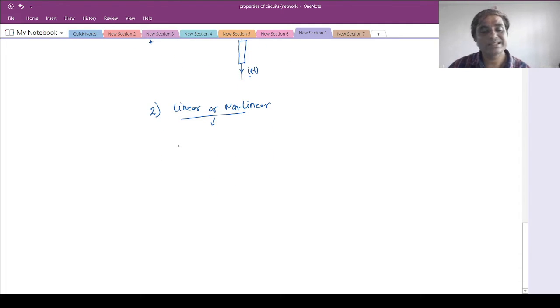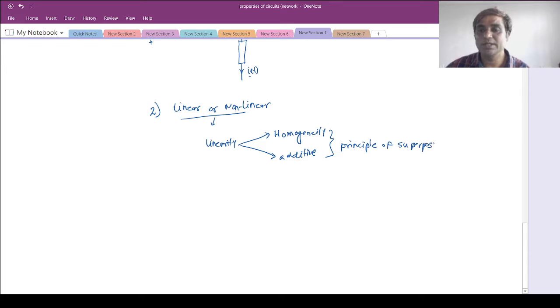The network will be classified as linear or non-linear based on the voltage-current relationship of the element. Okay, so how do we check whether a circuit is linear or non-linear? Linearity can be checked using two properties. One is the homogeneity property and second is the additive property, and if I combine both, it becomes the principle of superposition. So a network or circuit is said to be linear if it satisfies the principle of superposition, and in first year you would have studied the superposition theorem.